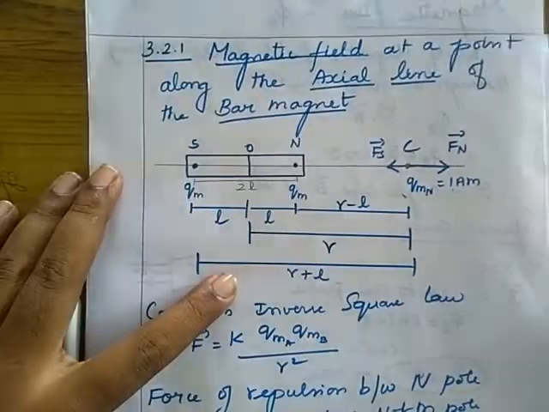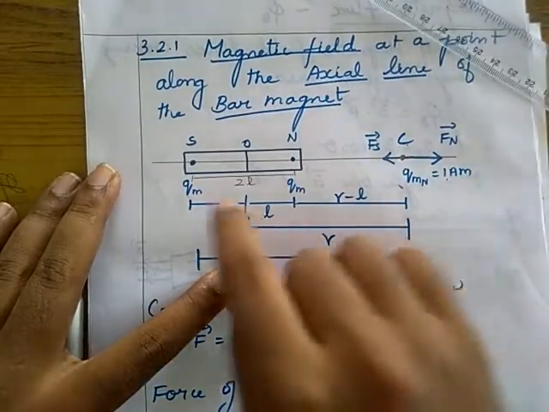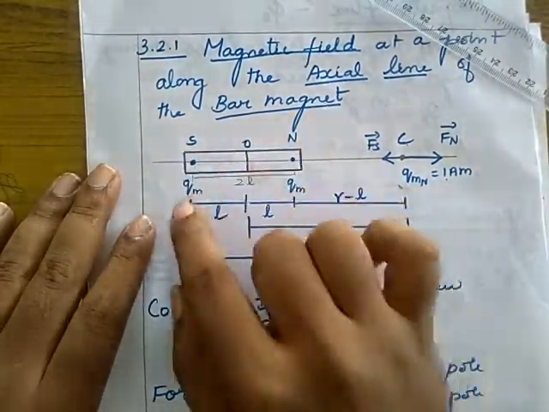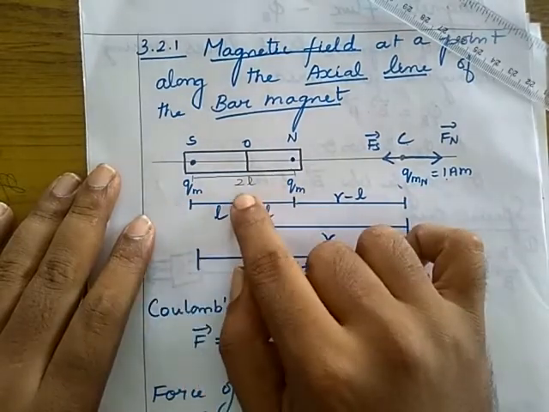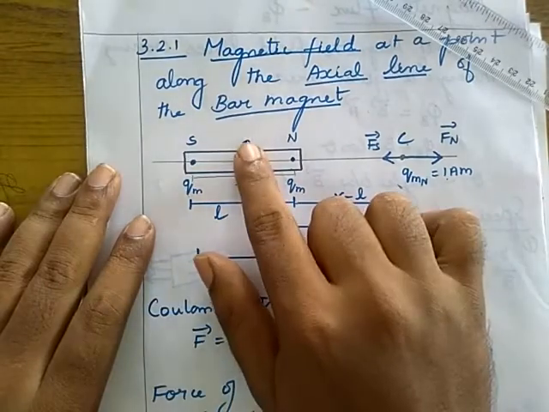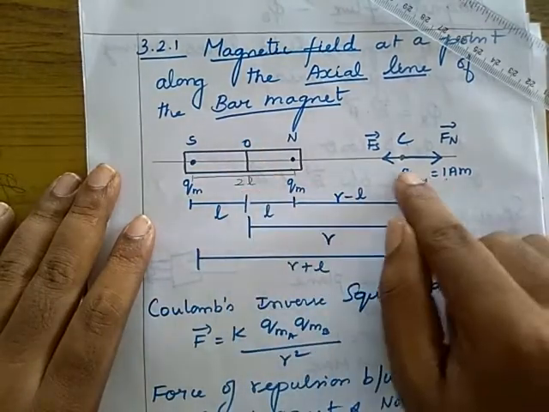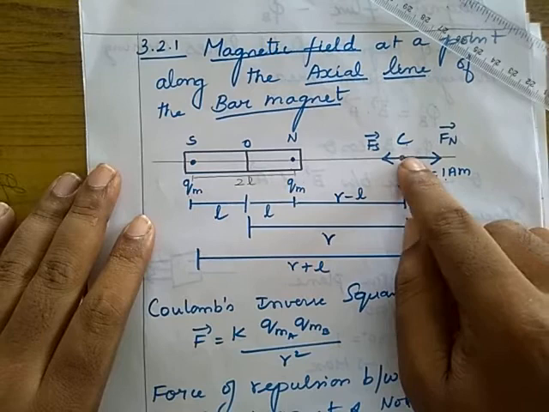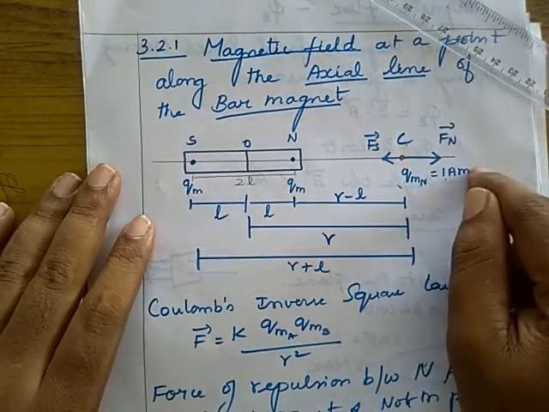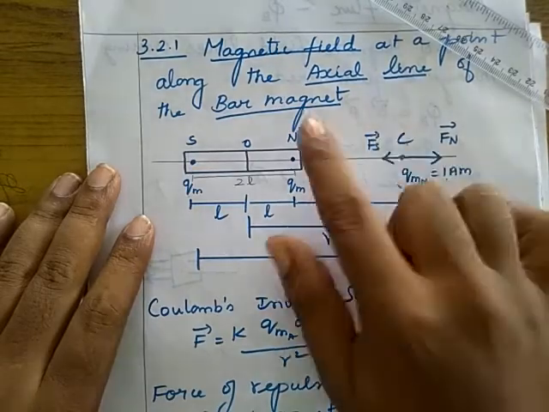I consider a bar magnet, here having the two poles, south and north, with the same pole strength. The two poles are separated by a distance 2L. In that axial line, at a distance r from the geometric center, the point C is located. At that point we are placing a test magnetic pole, in order to find the magnetic field at that point.